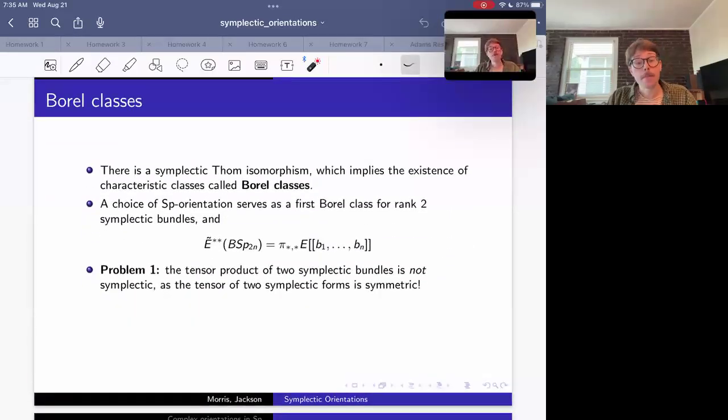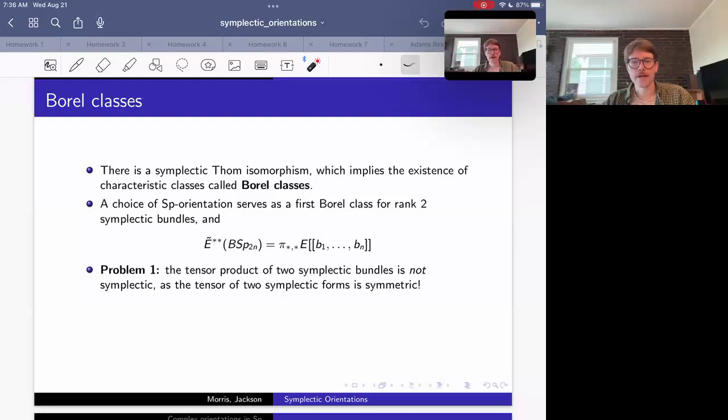But now we enter a new type of problem. So the first problem is that if I have two symplectic bundles, their tensor product is not symplectic anymore. Moving away from geometry and into algebra, one of the nice things that I was kind of implicitly using was that if I take two complex or GL-oriented line bundles and I tensor them together, I get another complex or GL-oriented line bundle. And this is not true here. A symplectic form, if you tensor with another symplectic form, is symmetric. It's not alternating anymore. So we have a bit of a problem here.